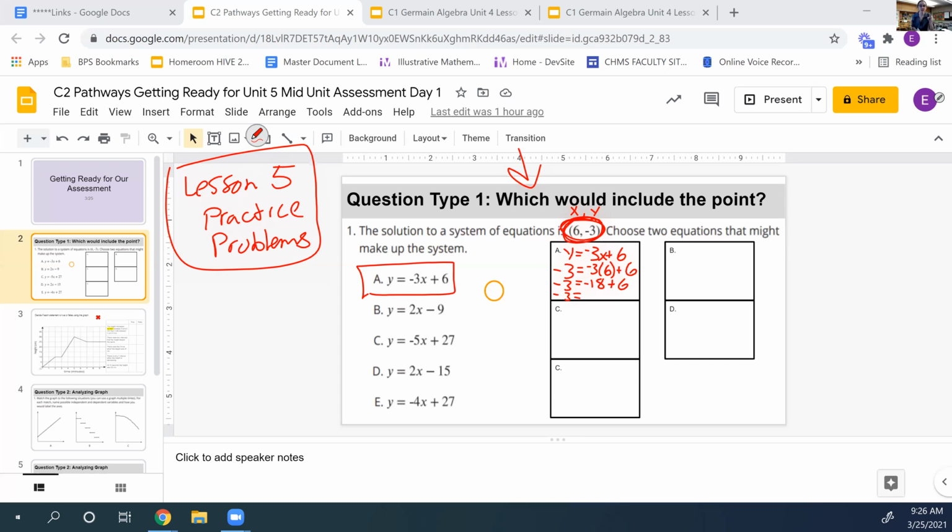Very good, Melissa. Very good, Camilla. Not a problem. Very good job there, Destiny. I'm really proud of you on that. Nice job, Matthias. It's going to be -12. Very good, Olivia. So -3 is equal to -12.